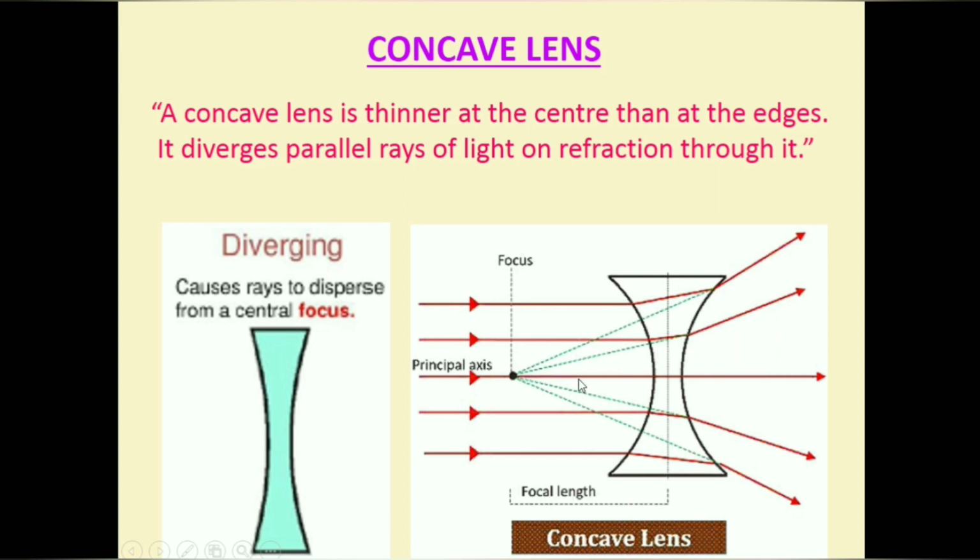Let us observe this second diagram. We considered a parallel beam of light. When it is passing through the concave lens, two times refraction of light takes place because it is bounded by two surfaces. So after refraction, all the refracted rays are not converging, but they are diverging. They scatter in all directions.